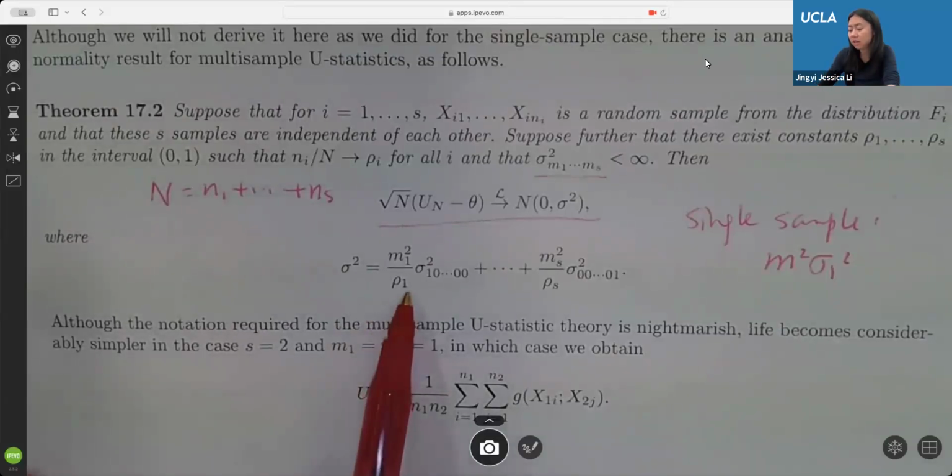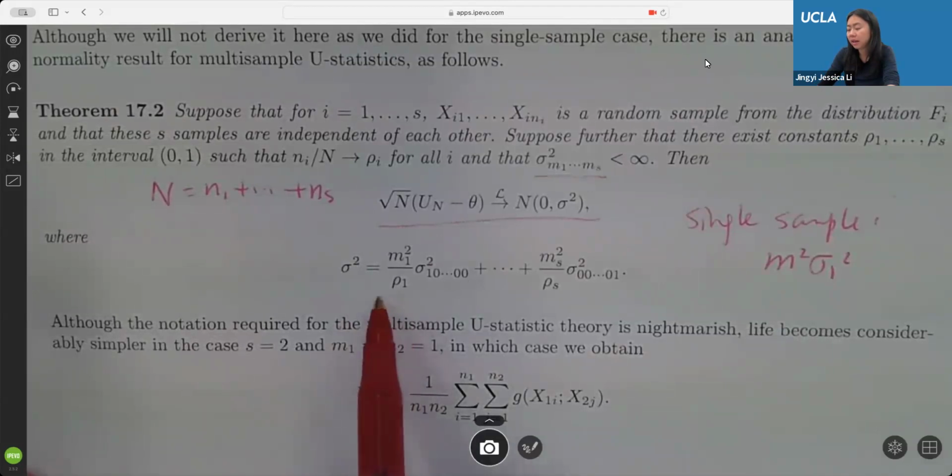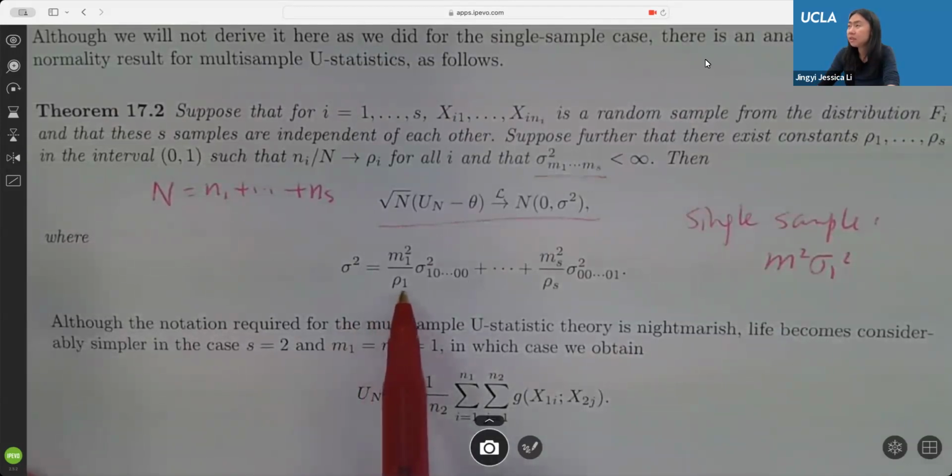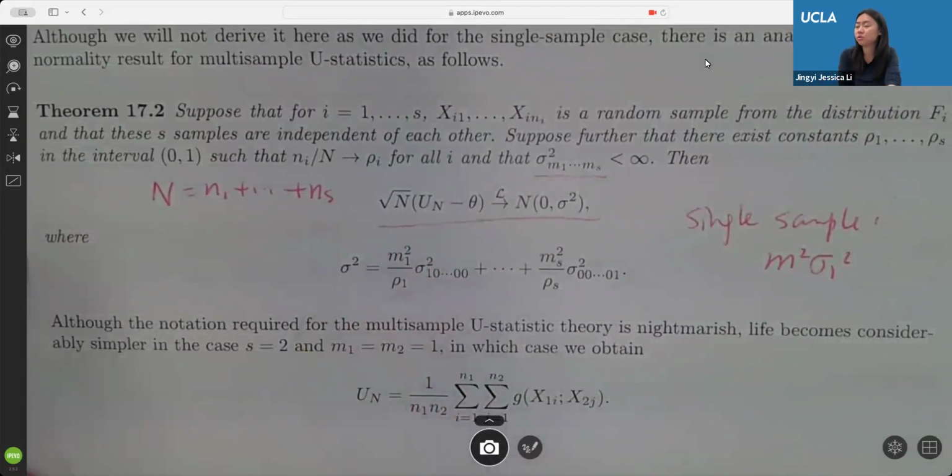Also, you can see that if a sample has a small sample size, a small proportion rho i, it will inflate the contribution of its variance term.